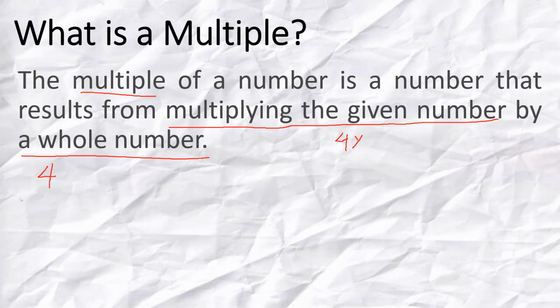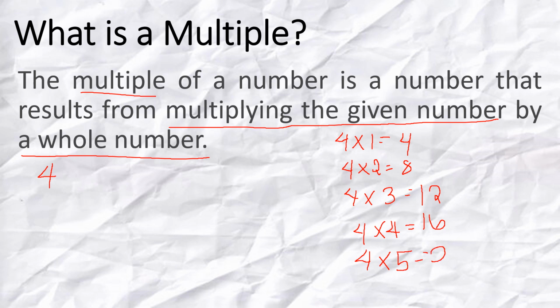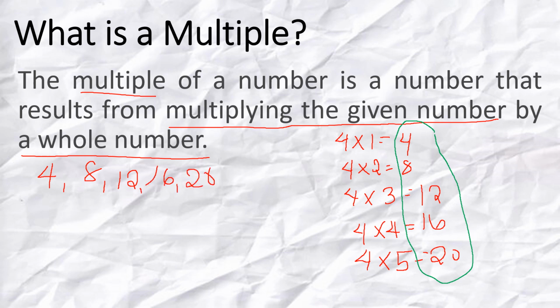So 4 times 1 is 4, 4 times 2 is 8, 4 times 3 is 12, 4 times 4 is 16, and 4 times 5 is 20. So all the answers here, or all the products here, are the multiples of our number 4. So 4, 8, 12, 16, and 20. So these are the first 5 multiples of the number 4. Or we just simply do the skip counting.